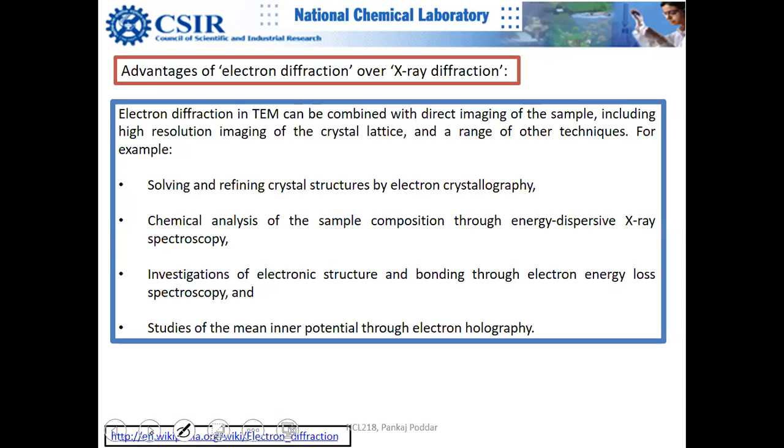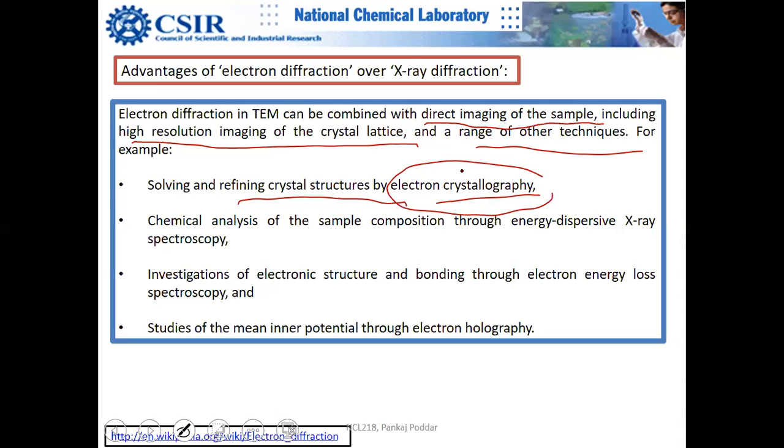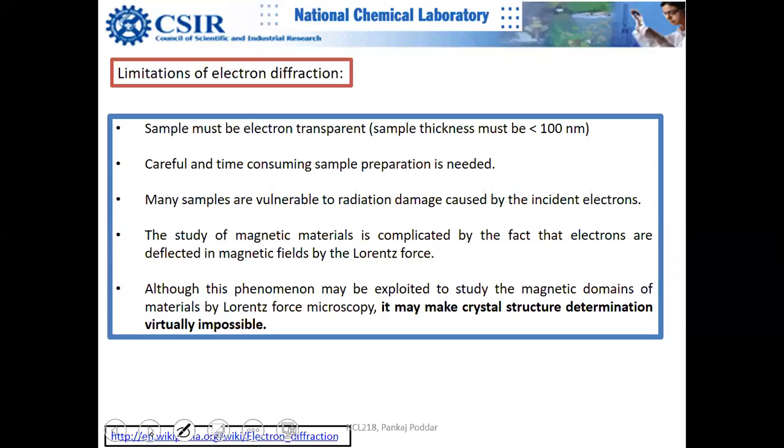So electron diffraction in TEM can be combined with direct mapping of the sample, including high resolution imaging of the crystal lattice and a range of other techniques. For example, you can solve and refine crystal structure by electron crystallography. Electron crystallography is a very powerful technique. I think you will appreciate that now. You can do EDAX and all kinds of things, but it has limitations also. I should focus on limitations also: the sample must be electron transparent.